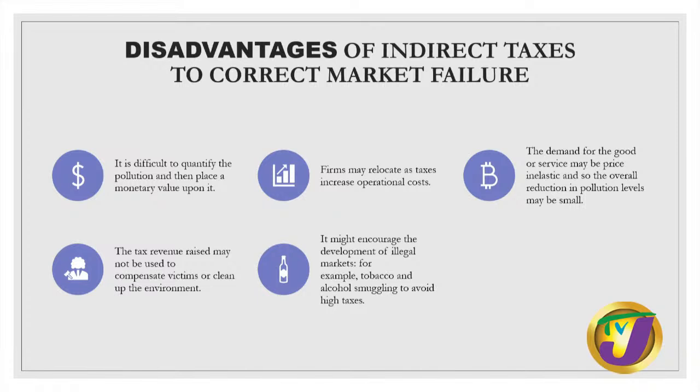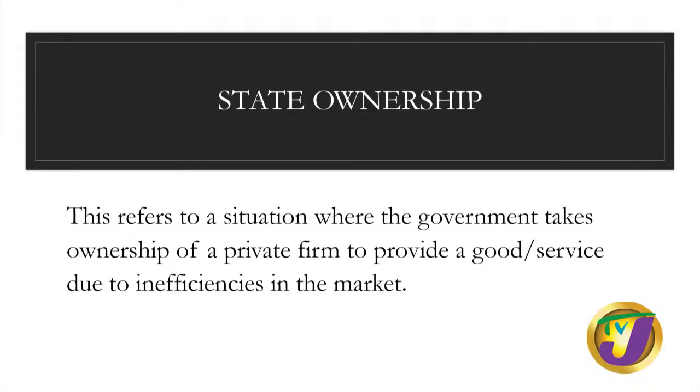So on one hand, you're punishing the businesses for polluting the environment, but when you implement the tax, it could be punishing the individuals also who would have benefited from working with the company. Then there's also state ownership. If the government realizes that a particular industry or business is underproducing or overproducing, they can take over that business to produce.